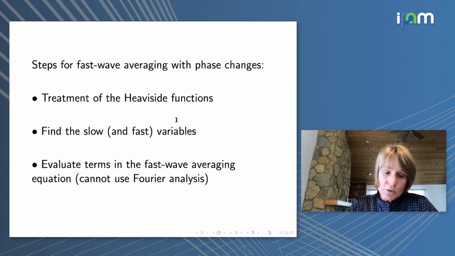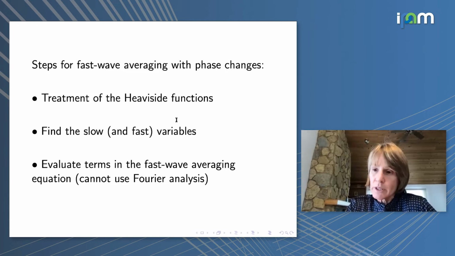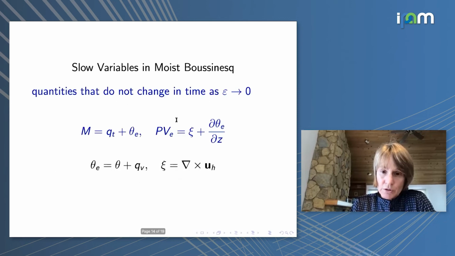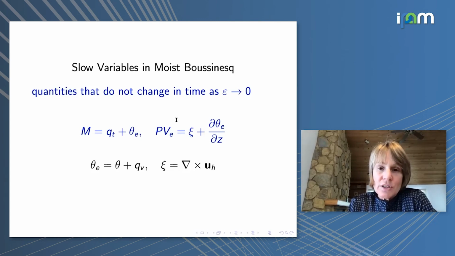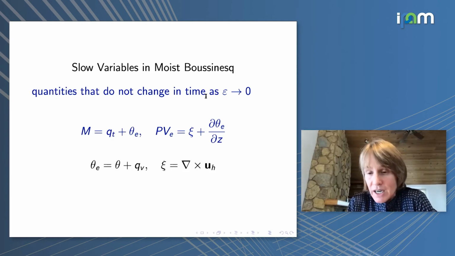So that's what we do, and it's a purely formal analysis at this stage, but I can show you what we get. I have to show you what the slow variables are. So in the moist system, we can find them. The slow quantities are just quantities that do not change in time as the small parameter goes to 0. And it's basically finding the null space of that operator L.